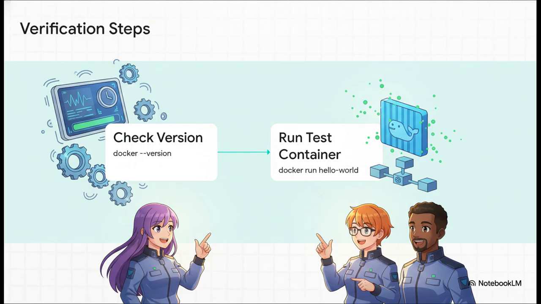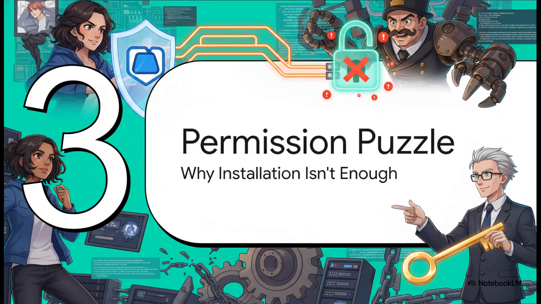Now, we never just assume it worked, right? We're going to do a quick sanity check. First, just type docker --version. If you see a version number, that tells you the command line tool is installed. Good start. But the real test is docker run hello-world. This forces the Docker engine to actually pull an image and run a container, confirming the whole system is alive and kicking. Okay, so Docker's installed and working from the command line.